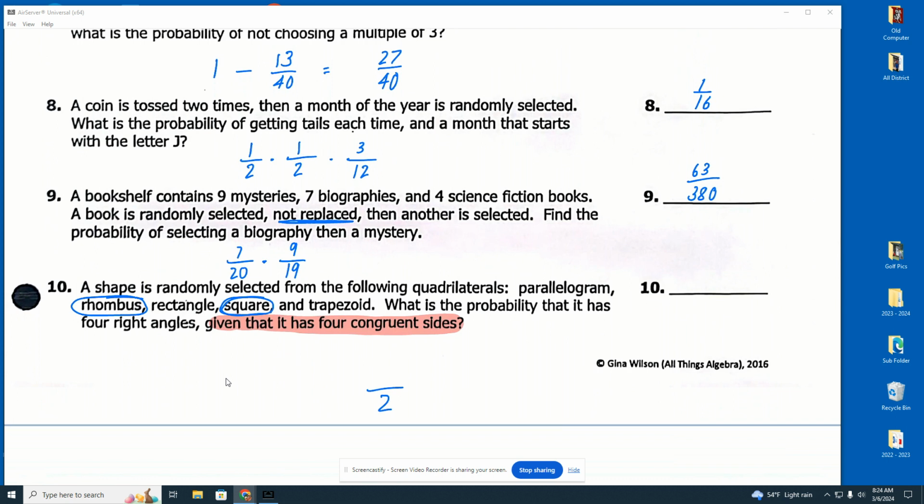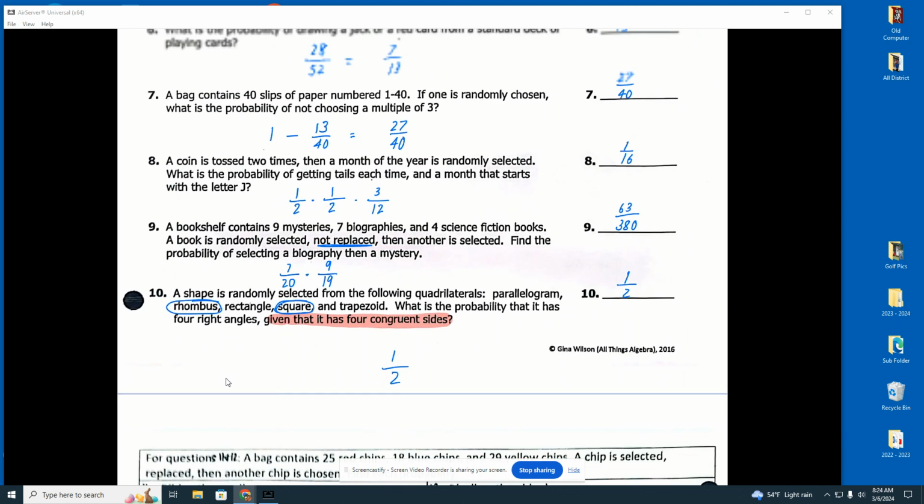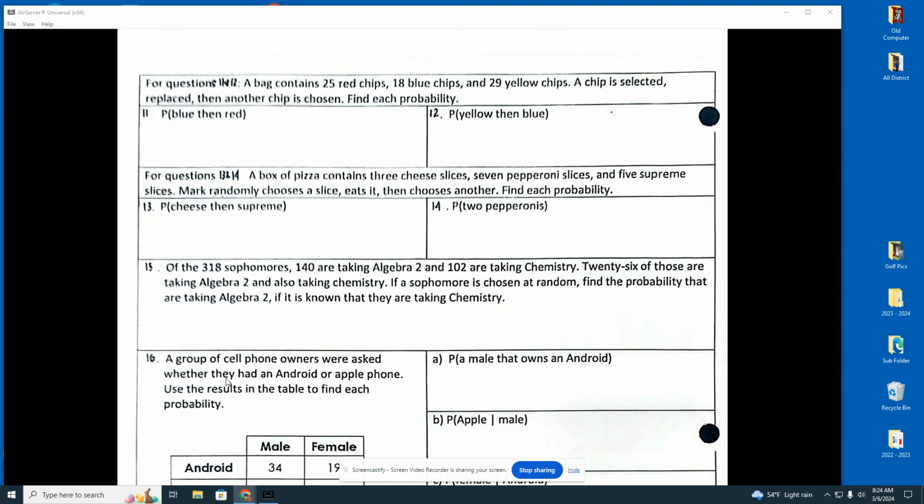Only 1. Only a square. Okay, only a square. Rhombus is kind of like a parallelogram that has 4 congruent sides. Okay? Questions about that? All right, let's go to the back.